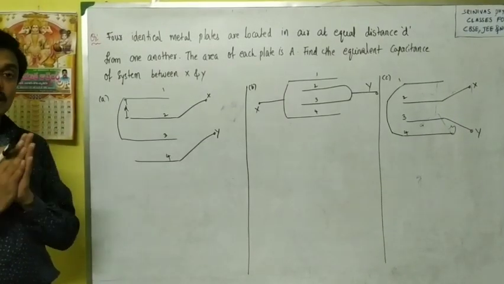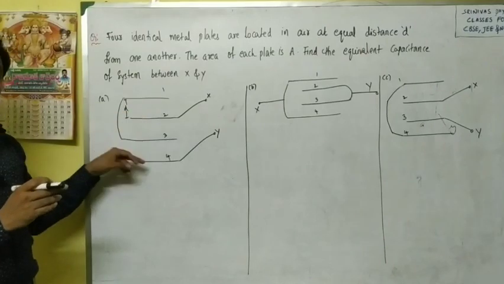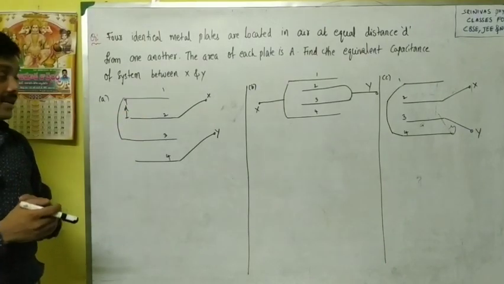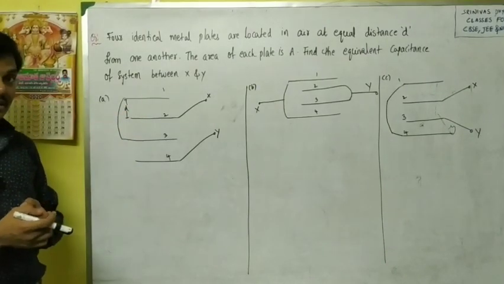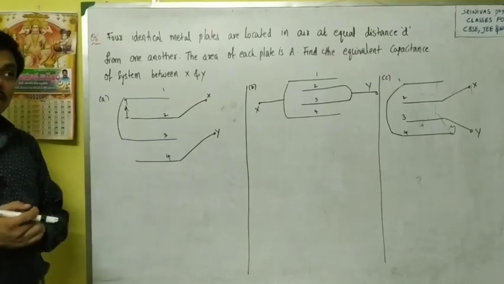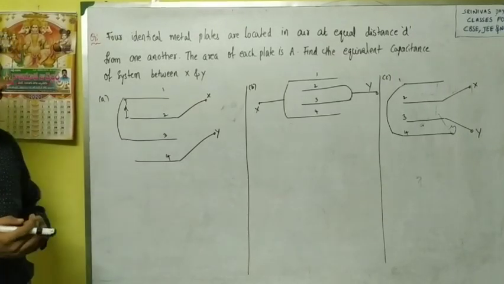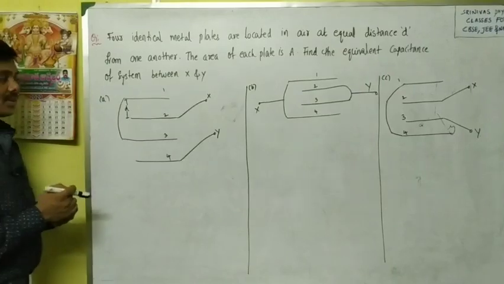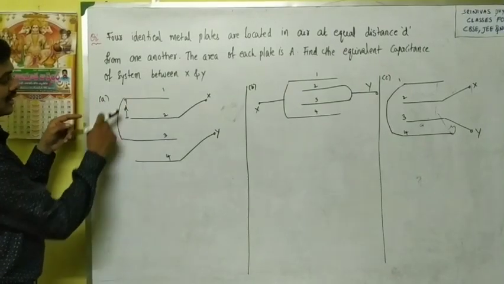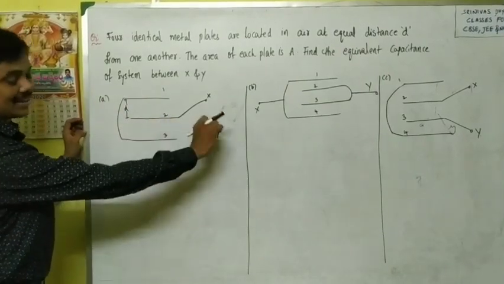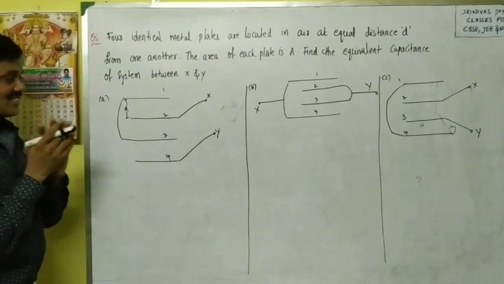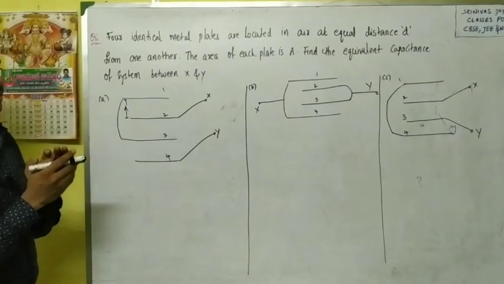If n plates are there, like this, a capacitor has n plates, and alternate plates are connected together, then at that moment the capacitance formula we know. But here alternate plates are not connected together. Look here, this plate is connected together, but this plate is not connected together. That formula we cannot use. Then in this case, how to solve the problem?